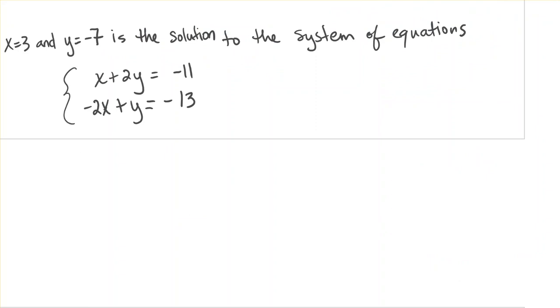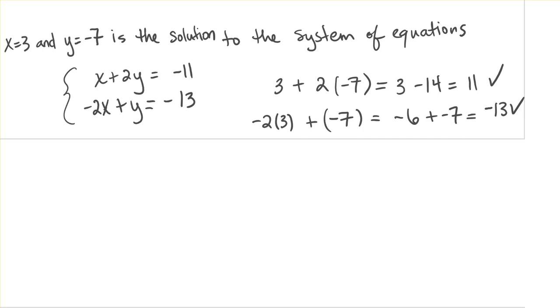And remember, you can always check your work by substituting the solution into both equations and making sure that it works in both equations. Let's do that. Let's check our work. So substituting the values into both equations, we get for the first equation, it does indeed equal 11. The second equation, when substituted in the values correctly, we do indeed get negative 13.